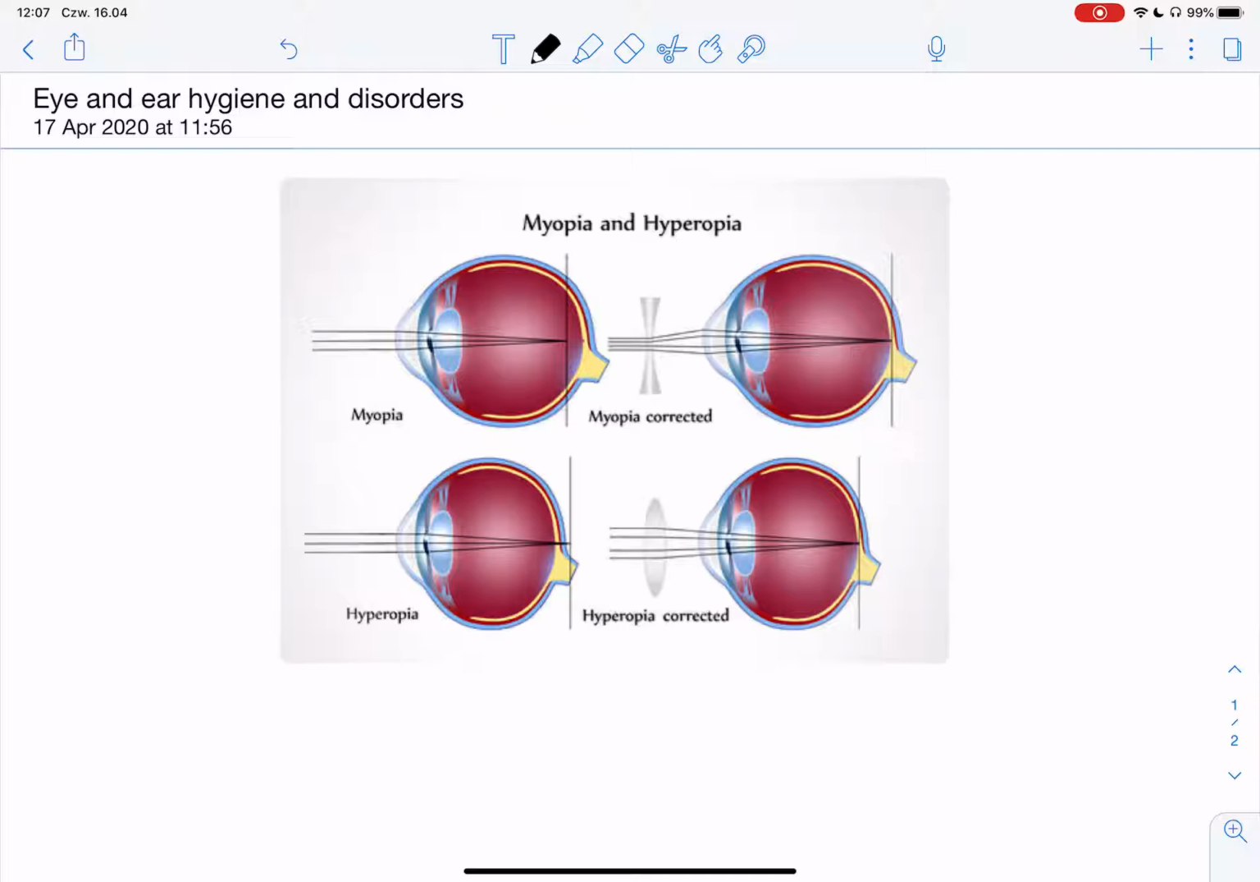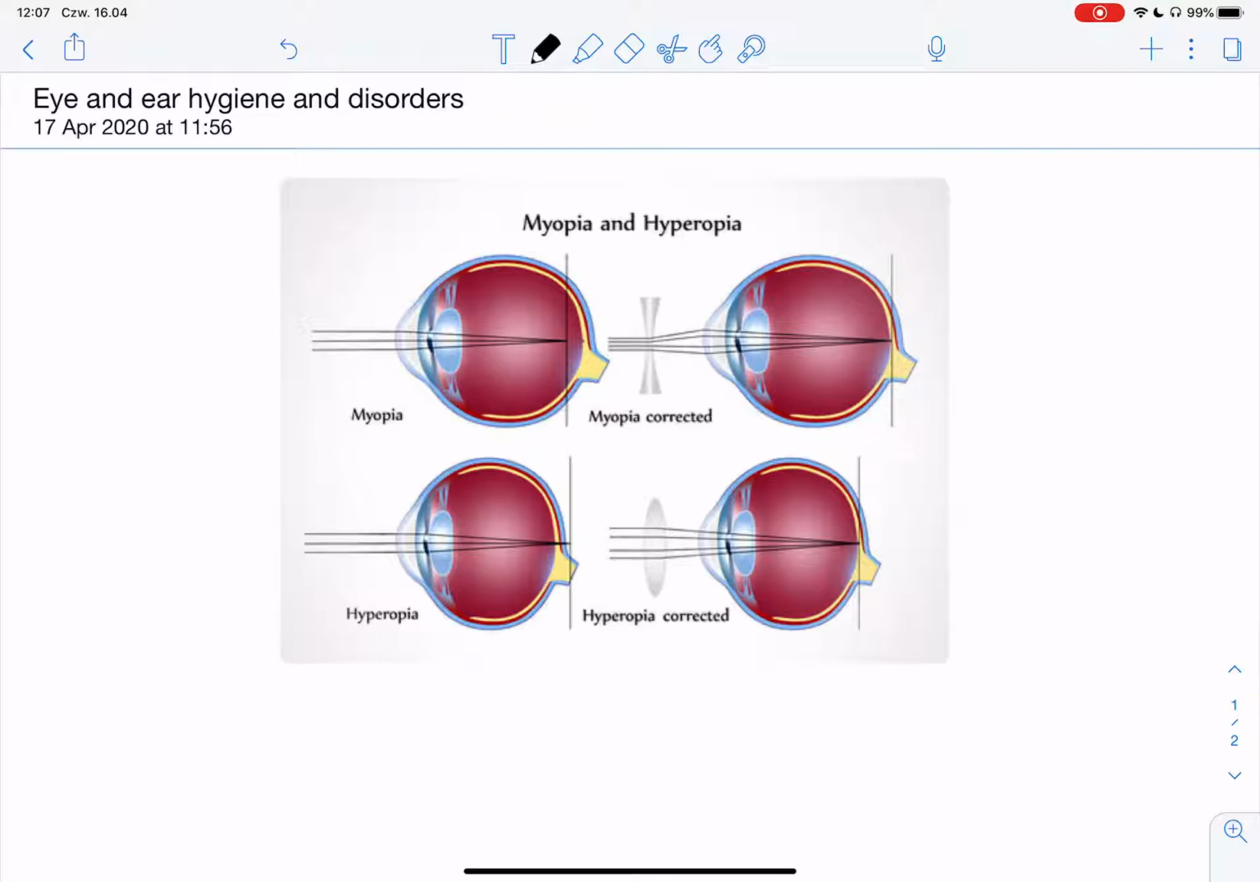Today we're going to talk about the things that can go wrong with our vision and our hearing. And basically, as we are just a bunch of very complicated systems, many things can go wrong. And for the beginning, let's start with defects of vision. Po polsku to są wady wzroku.